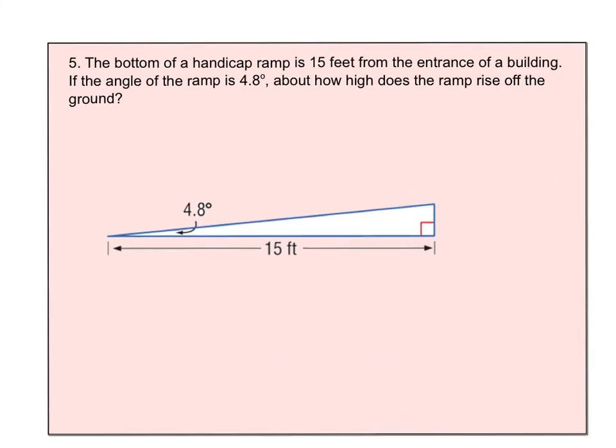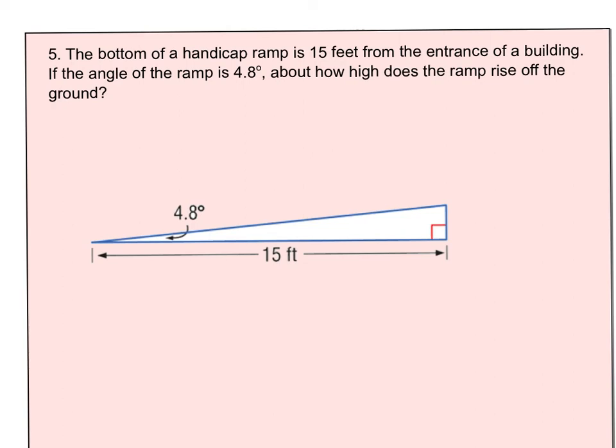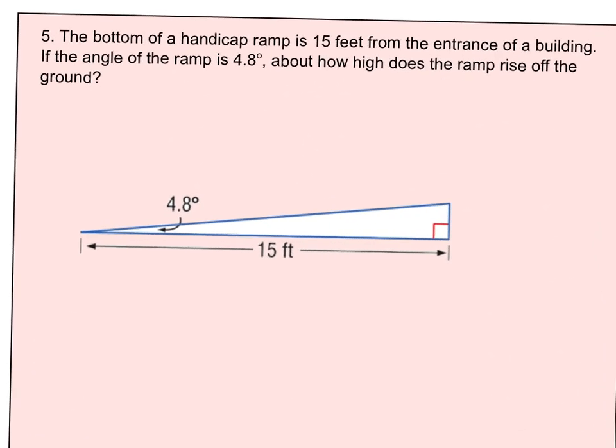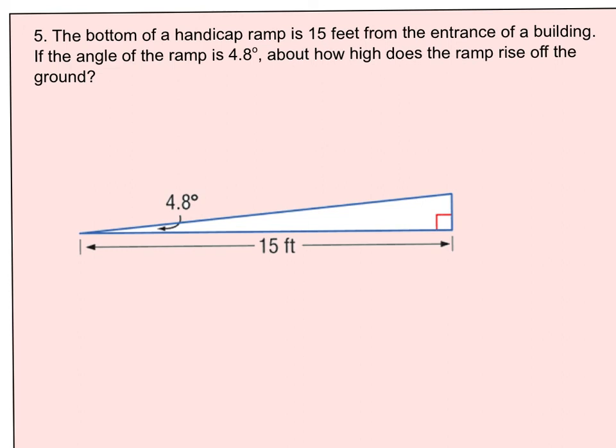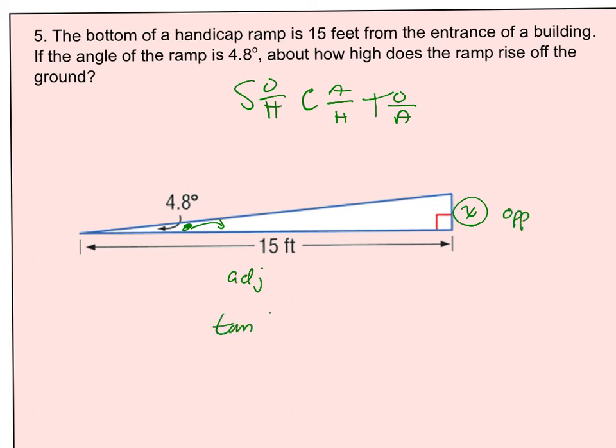So now let's look. The bottom of a handicap ramp is 15 feet from the entrance of the building. The angle of the ramp is 4.8 degrees. How high up does the ramp rise off the ground? So we're looking for this side. Once again, from 4.8, I'm going to write this down again just because I want to have it handy. From 4.8, the 15 is obviously my adjacent side, and the side I'm looking for is the opposite side. So I'm going to go tangent 4.8 equals x over 15. Remember, it's opposite over adjacent. So to solve, I'm just going to multiply both sides by 15.